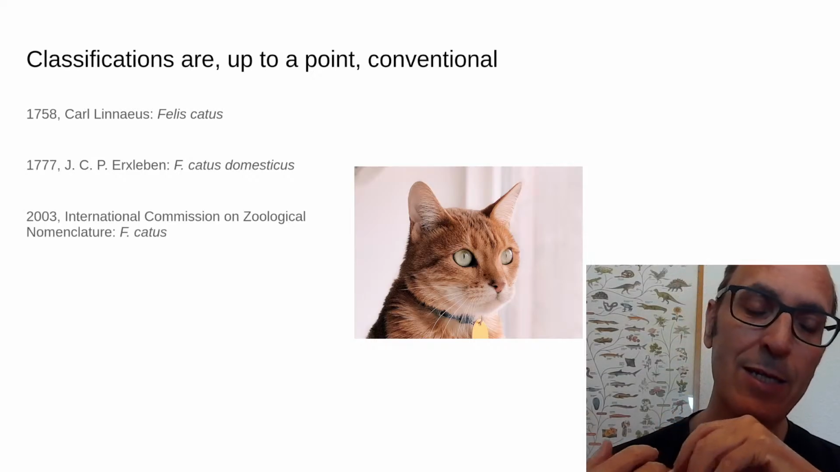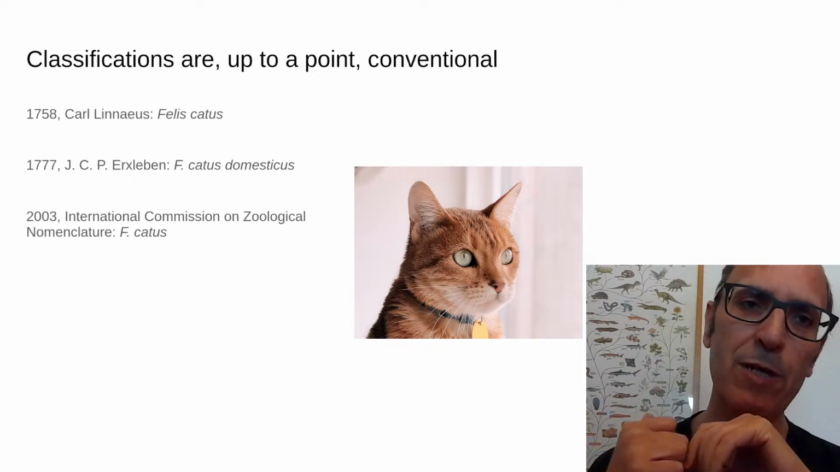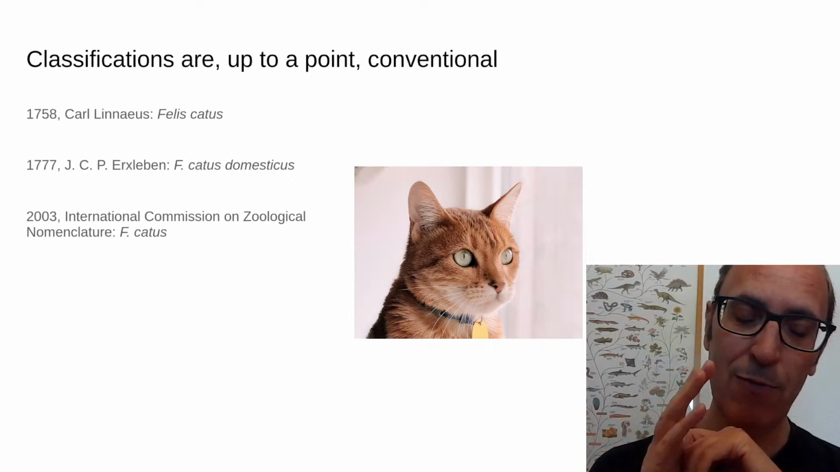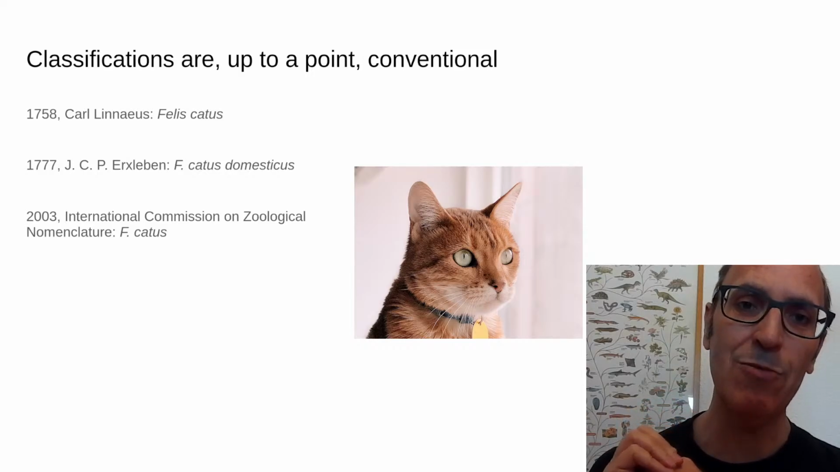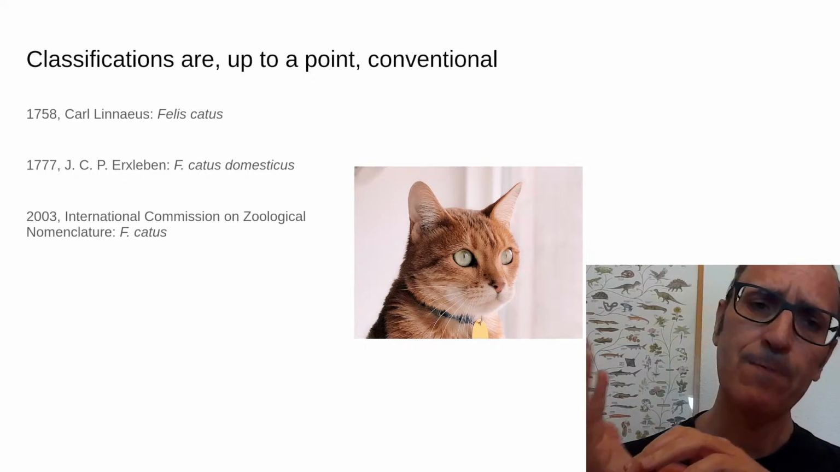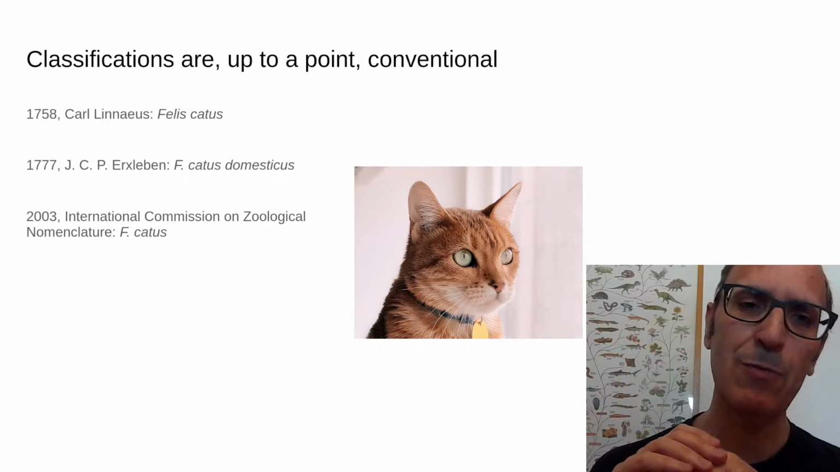Then in 2003, the International Commission of Zoological Nomenclature decided no, we are going with the original Linnaeus definition. Mind you that we have had the domestic cat defined as a subspecies, Felis catus or Felis sylvestris catus, for a long time. But the final decision, up to now, is that the domestic cat should be a species.